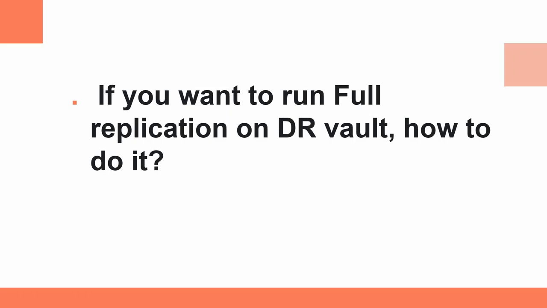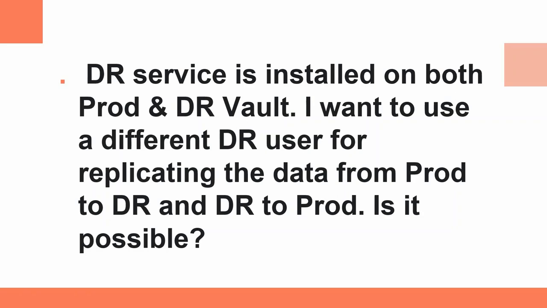Okay, moving to the next question. The DR service is installed on both the production and the DR vault. Let's suppose I want to use a different DR user to replicate. When your production is up, a DR user is replicating the data from production to the DR vault. But when your DR is acting as production and your production is acting as DR, in that case, if I want to replicate the data, I want to use a different DR user. So how can we do that? Or is it possible or not?